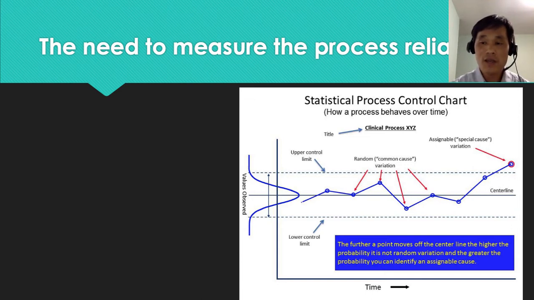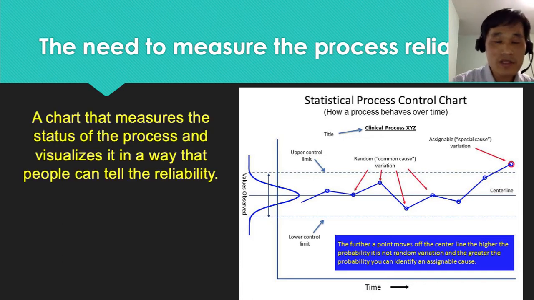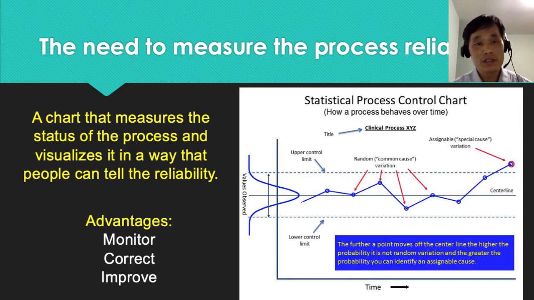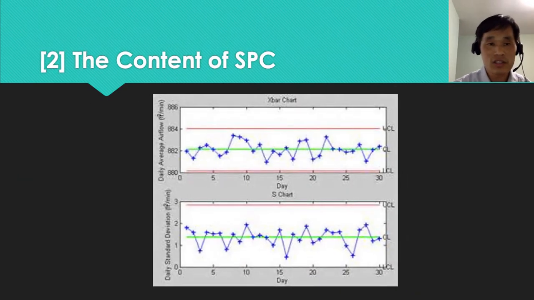Changes in shift, materials, equipment, and people also make it necessary for checking the process accuracy and stability. So SPC enables us to check the stability of a process by looking at the distributions. The advantages of the statistical process control chart is it helps us to monitor the process, correct the process, and improve the process. The second topic that we will discuss is the content of SPC.